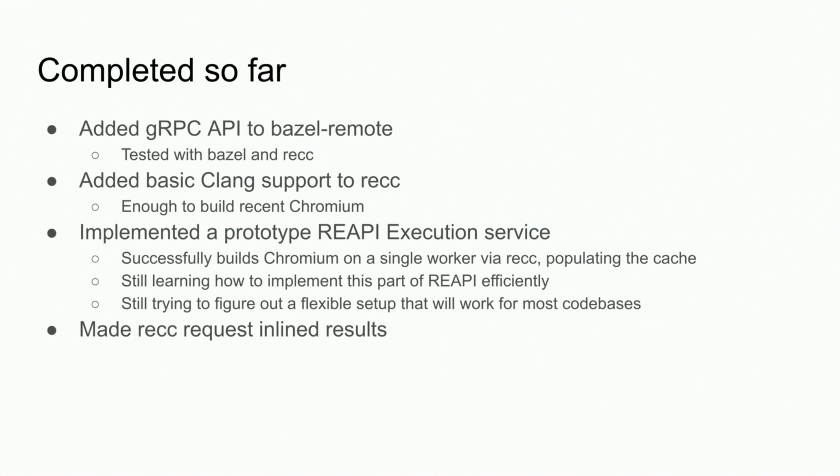So I have a prototype RE API execution service. This is just enough to successfully build with a few bugs, but if I rebuild enough times, I can populate the cache. I'm still learning this part of the API, but it's much smaller than the cache API, so I'll get there soon. And I've made Rec request inline results, so I can then move on to an experiment.